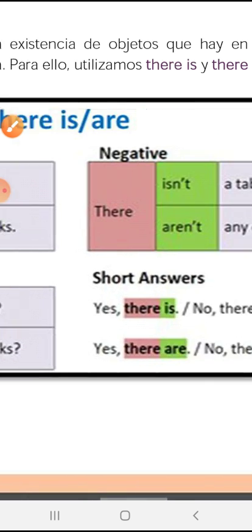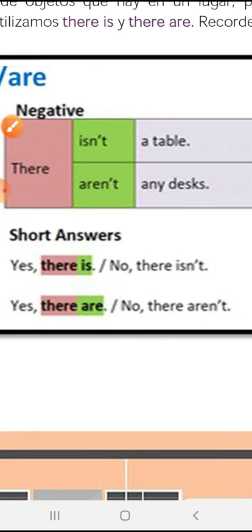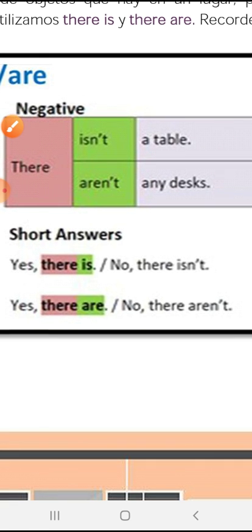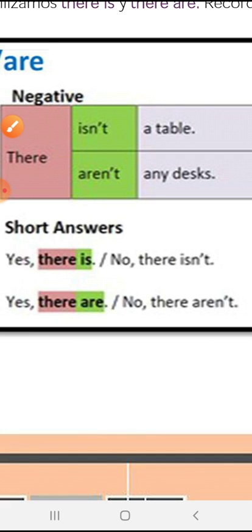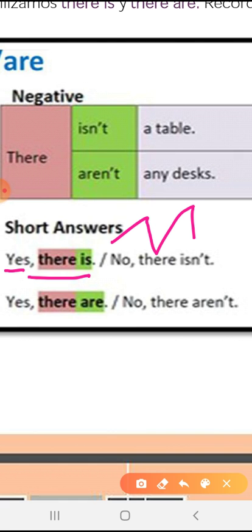Okay. Also, there are short answers. También hay respuestas cortas. Imagine que yo te digo, hey, is there a TV in your house? Hay tele en tu casa. Is there a TV in your house? Yes, there is. Y ya estuvo. Yes, that's it. O si no tienes, hey, is there a TV in your house? No, there isn't. No hay.